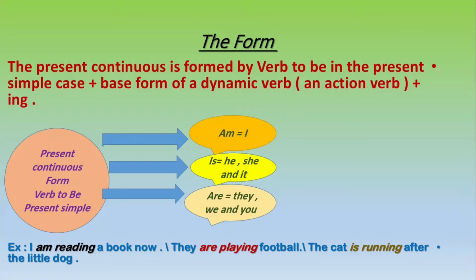If we come to am, this is very simple to say: am goes with I, so we say I am. Is goes with he, she, and it, so we can say he is, she is, it is. And are goes with they, we, you. So we can say they are, we are, you are.